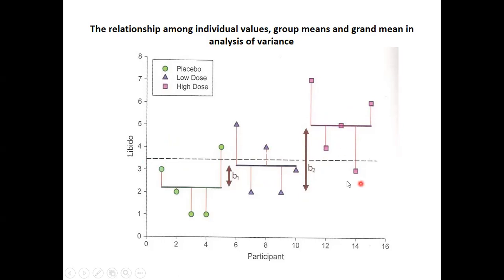Now, what I want you to see is something like B1 and B2. It's looking at the difference between two means. So the difference between the mean of placebo and low dose is B1.